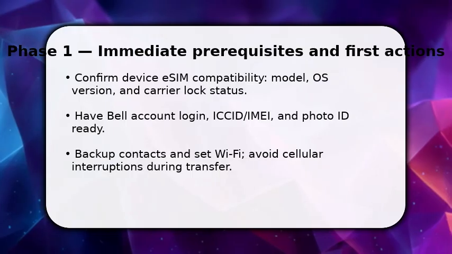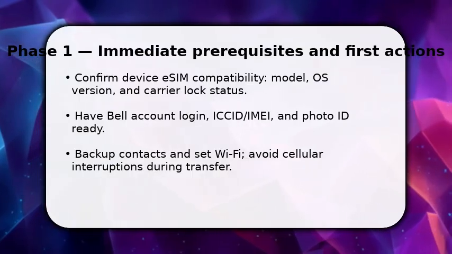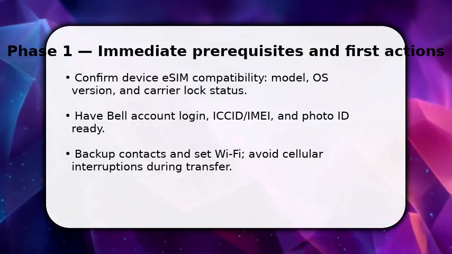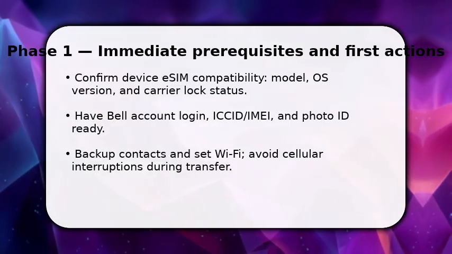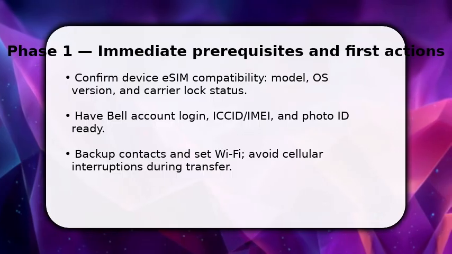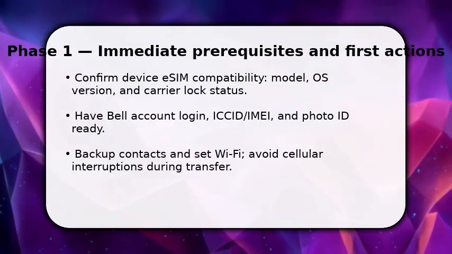You start by confirming compatibility. Check your phone model and OS. Make sure it's unlocked for Bell. Next, sign into your Bell account and locate the SIM or eSIM activation info, ICCID or QR code.